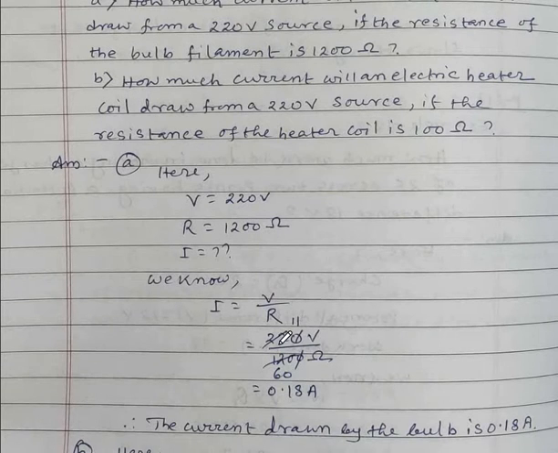So V you can put 220 by resistance 1200 ohm. Zero cut, by 2 you can cut, it will be 11 by 60. When you divide this, you will be getting 0.18 ampere. Therefore, the current drawn by the bulb is 0.18 ampere.